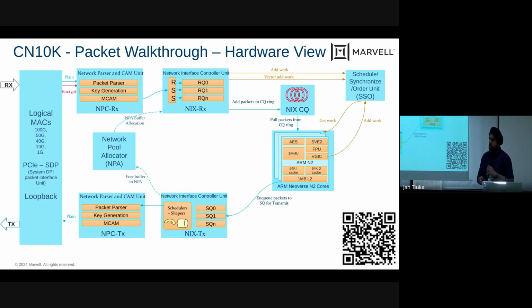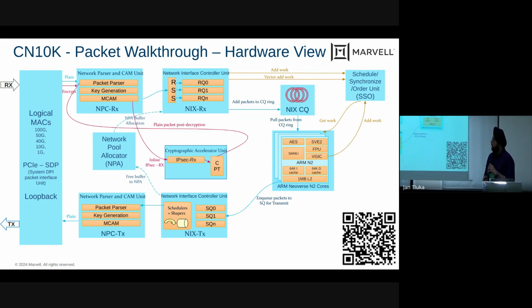Talking about, let's say, we received an encrypted packet. Once it is recognized that it's an encrypted packet and inline IPsec is configured, the packet reaches the crypto accelerator unit where the packet gets decrypted. Once it gets decrypted, it can be looped back to the NPC unit, and it can follow the same plain packet flow we just discussed.